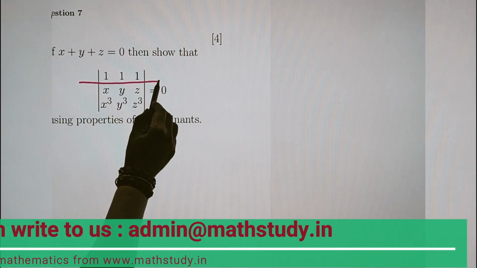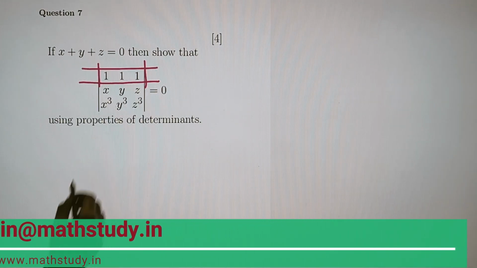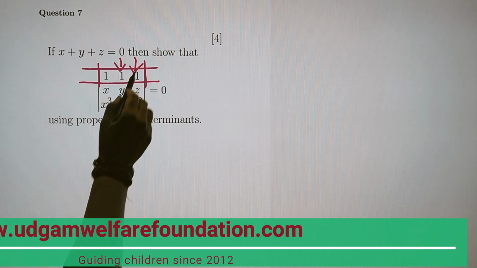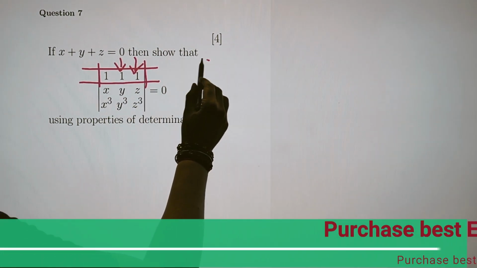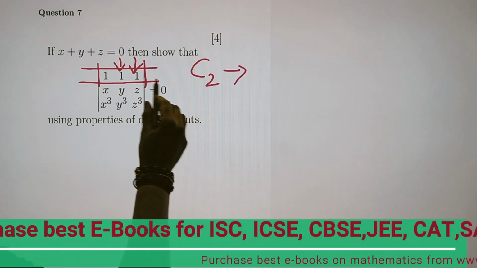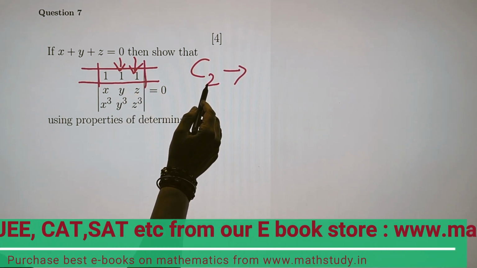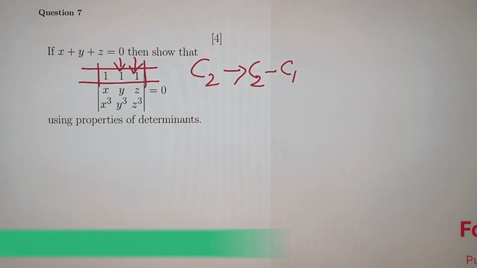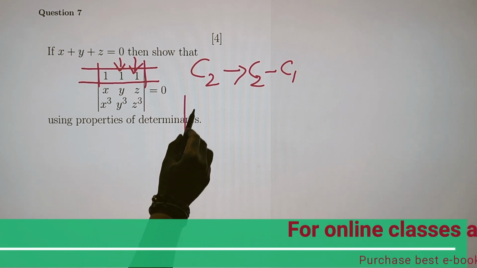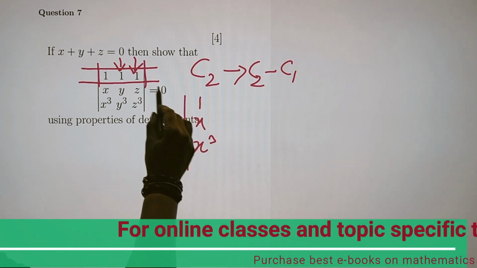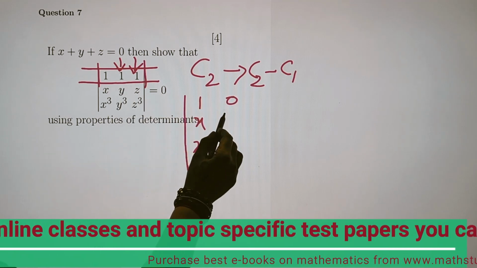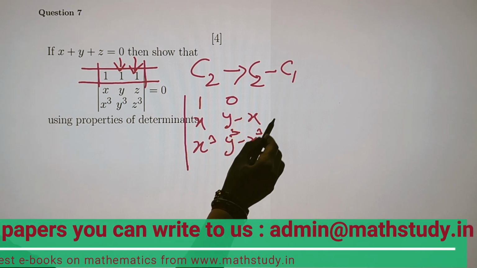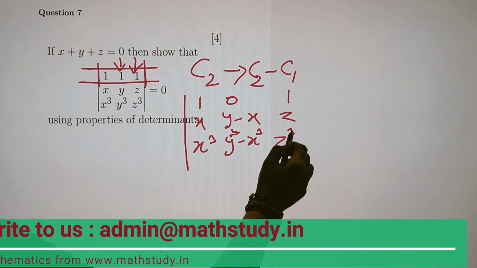Whenever you see a single row 1 1 1, you have to target this particular row and make any two elements 0. So how can we do that? We can simply use operations on C2 and C3. Let's do the first operation on C2, and we can simply write C2 minus C1, with the help of which we will be getting our determinant like this: 1, x, x cube. Then here we are getting 0, y minus x, very simple, y cube minus x cube here. Now this is 1, z and z cube here.